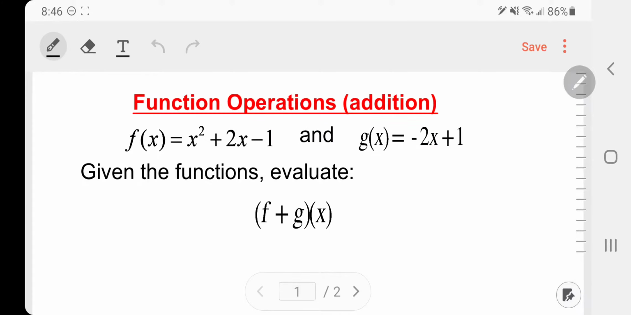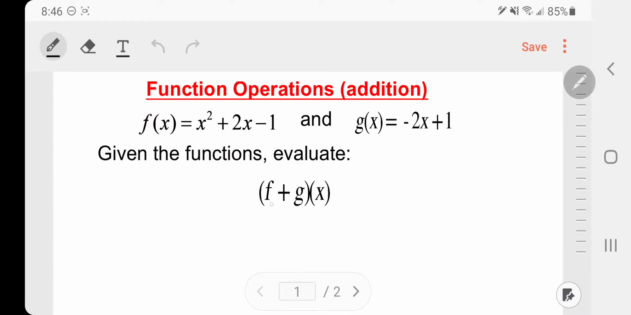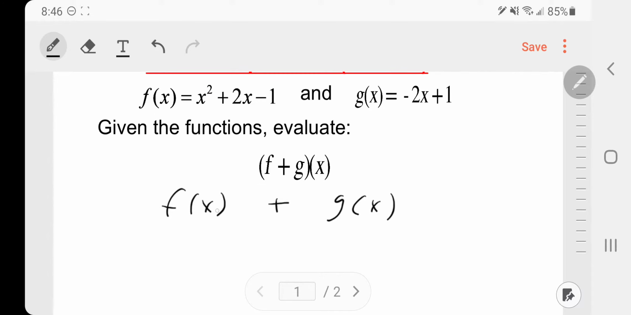All right, so given the functions f of x and g of x, we're trying to evaluate or simplify f plus g of x. Okay, so we know that this can be rewritten. F plus g of x is really just f of x plus g of x. Okay, so we're going to be just adding our two functions together. And let's go ahead and fill in our functions now. So we have f of x, which we see here is x squared plus 2x minus 1. We are adding that on to negative 2x plus 1.